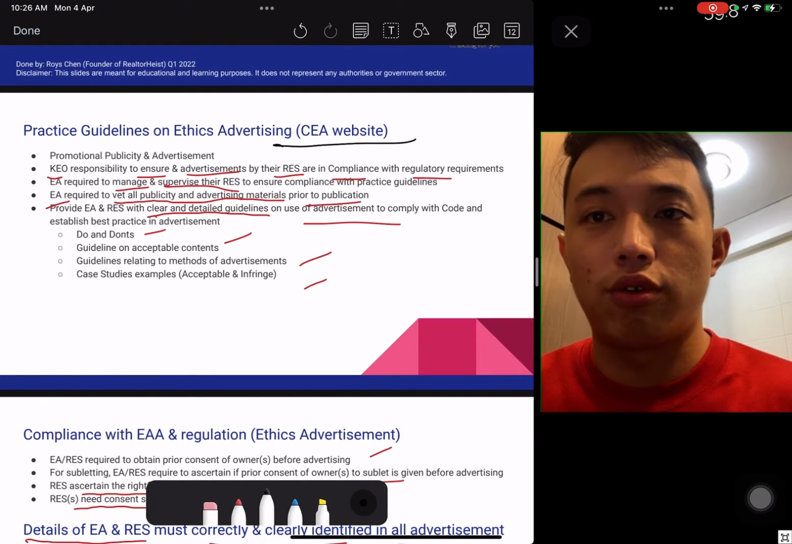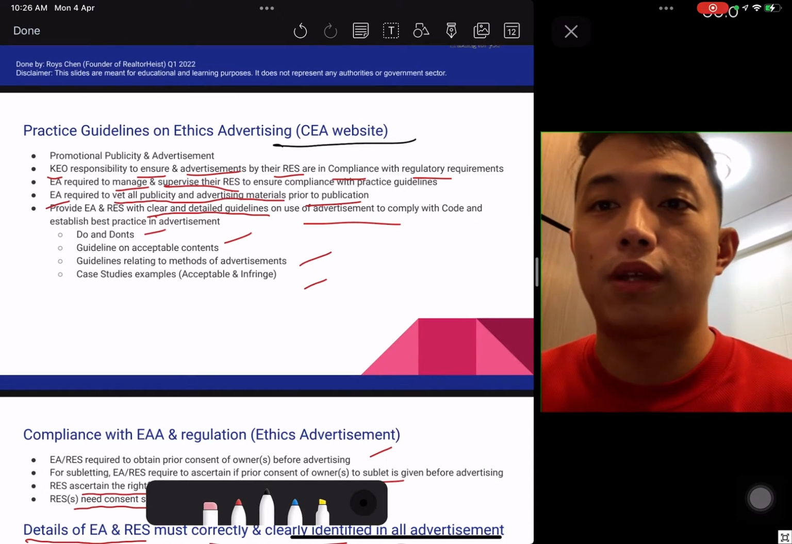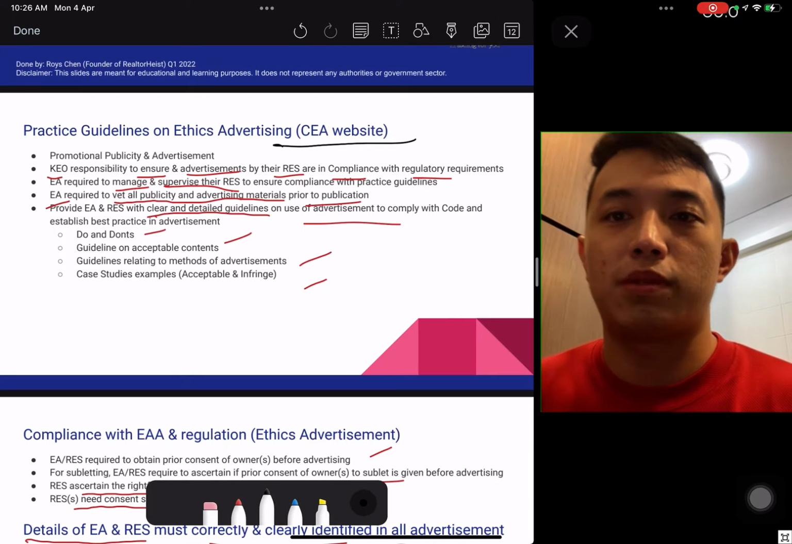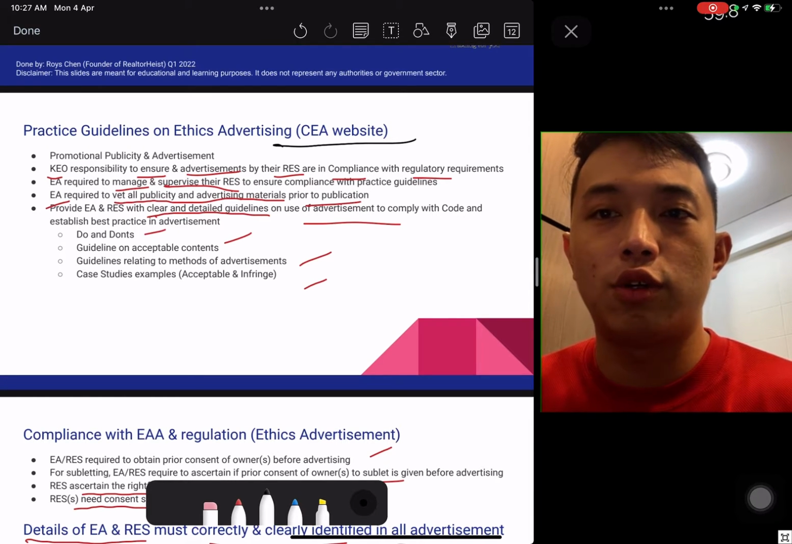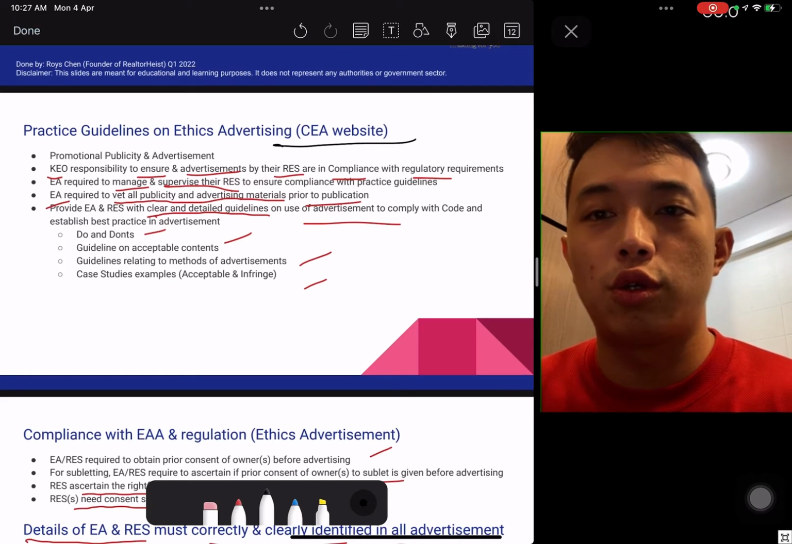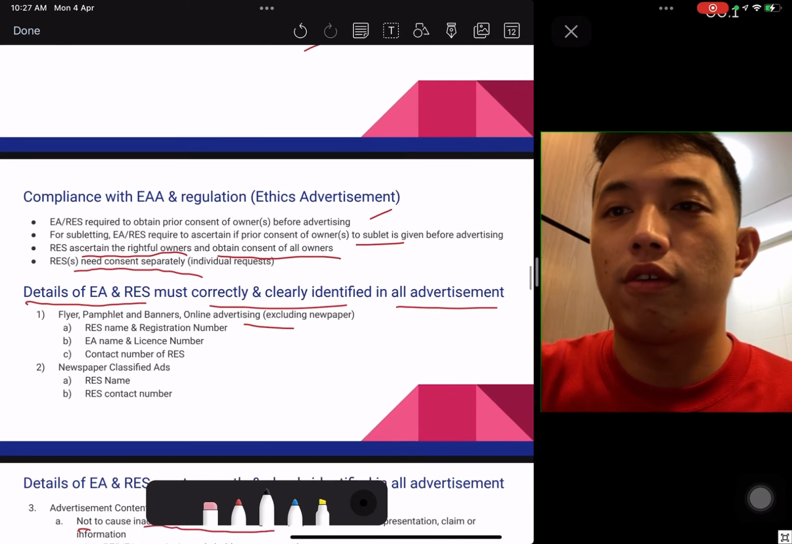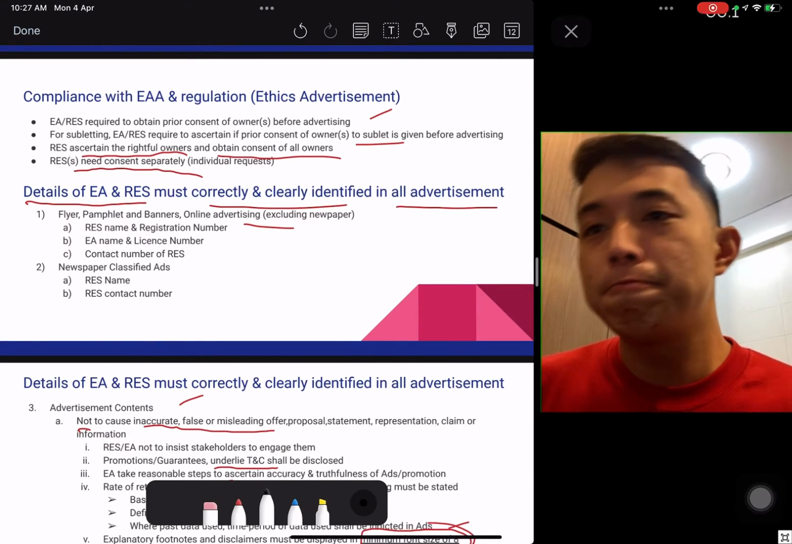Some things you should know already, such as KEO need to ensure that all advertisements by RES are compliant with the law. It must be supervised and managed. It must be vetted by the EA and KEO. And there must be a guideline showing the do's, the don'ts, the methods, and what the infringements of all the acts are. I'm going very fast now.